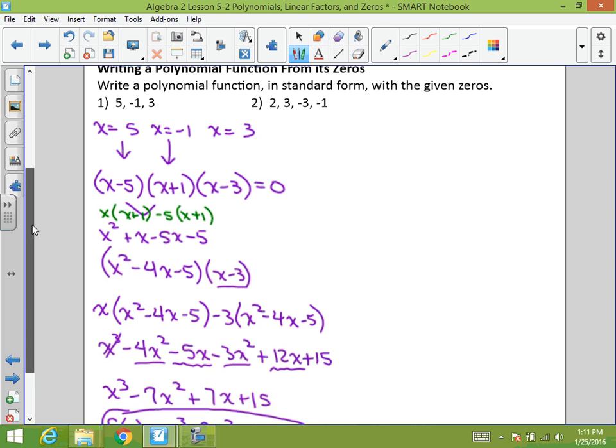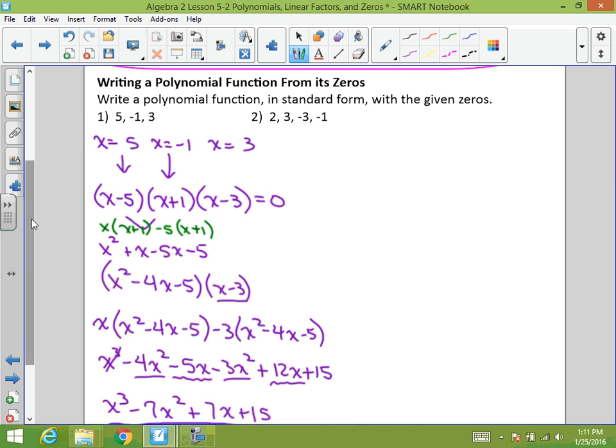Let's take a look at another one. This one has 4 zeros, okay, which means more multiplication, obviously.